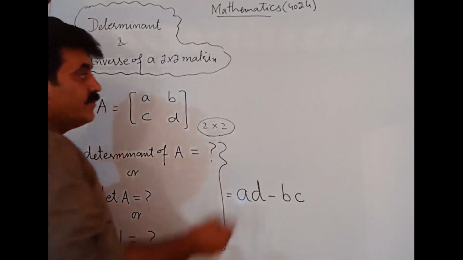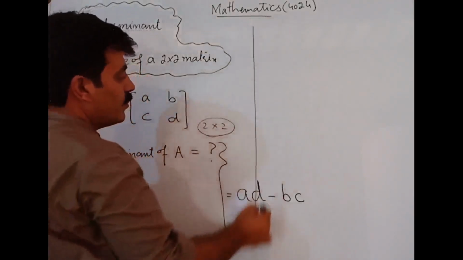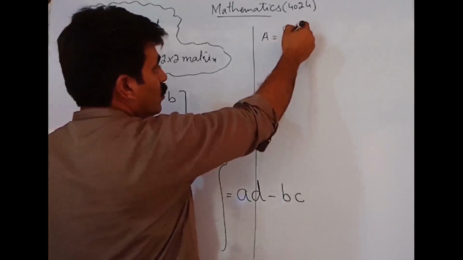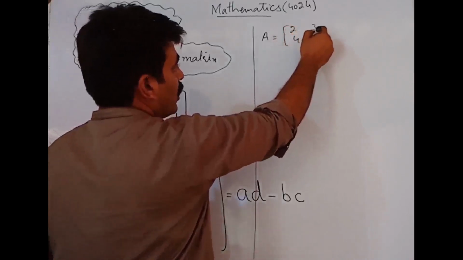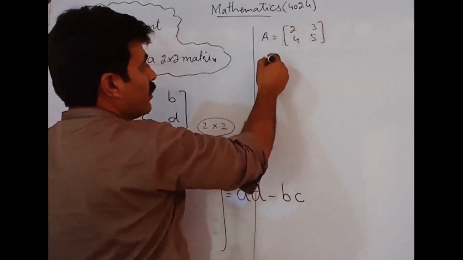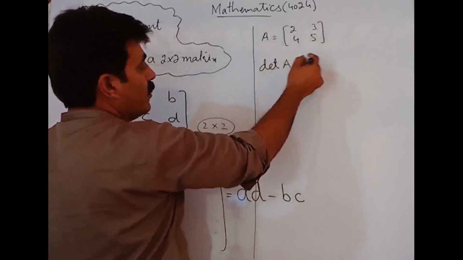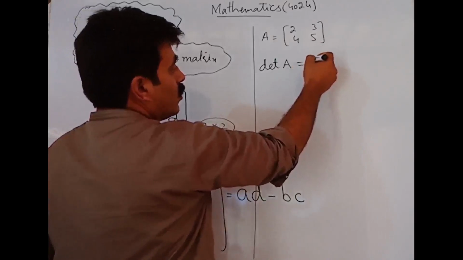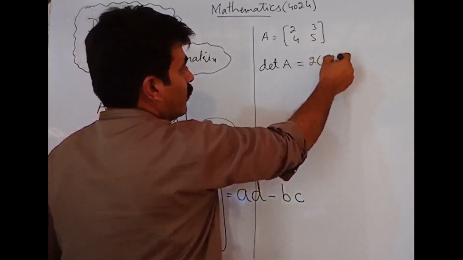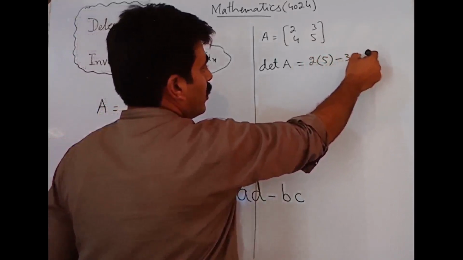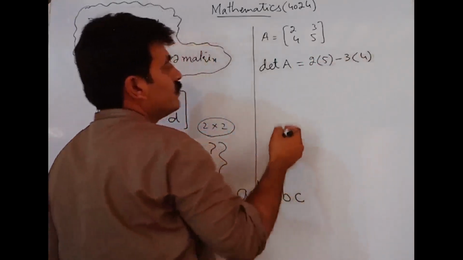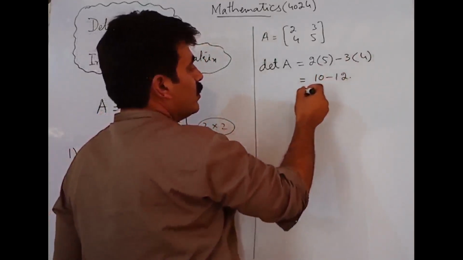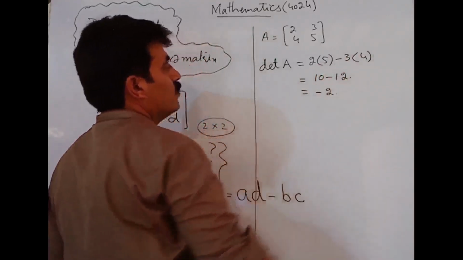For example, if matrix A is equal to 2, 3, 4, 5, what is the determinant of A? That is equal to 2 into 5 minus 3 into 4, that is 10 minus 12, equal to minus 2.